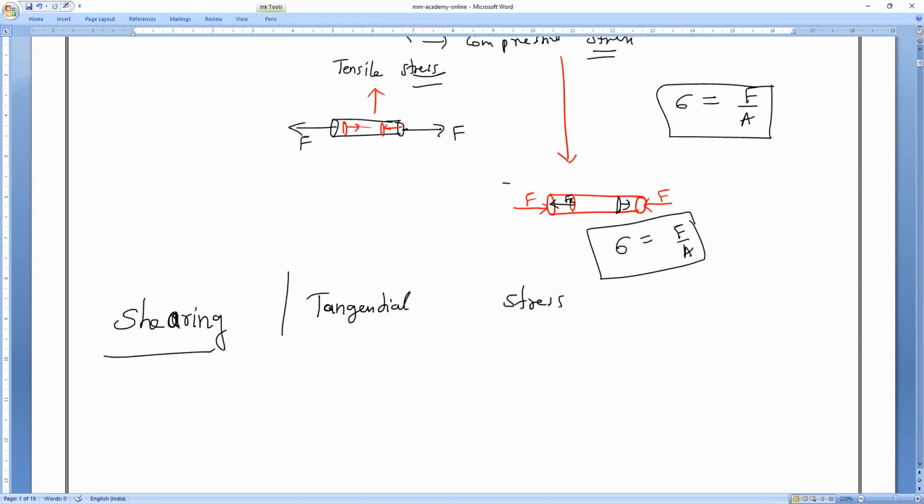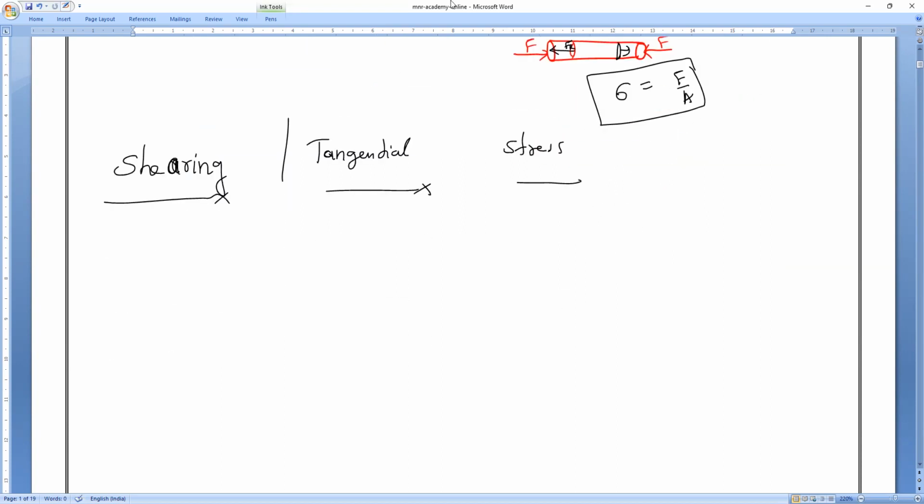Tangential stress. Now, in front of you, if there is any cylindrical object, like a glass or a water bottle, just place it in front of you, everybody.